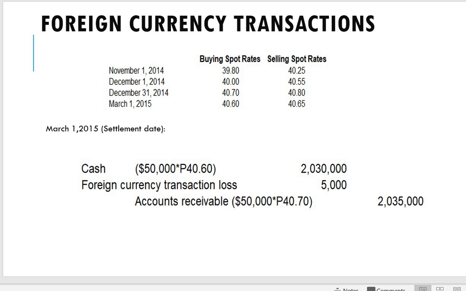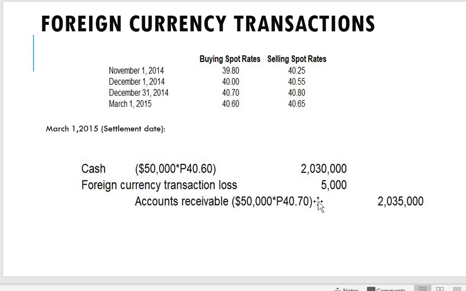and on March 1, 2015, we'll record the settlement, which is based on the actual rate at the settlement date, which is 40.6. So take note that the direct exchange rate changed; it decreased. So since the direct exchange rate decreased and we have an exposed asset, therefore we have a foreign currency transaction loss. Okay? So our loss is the difference: we have 40.7 less 40.6, that's 0.10 times 50,000. We have a foreign currency transaction loss of 5,000.